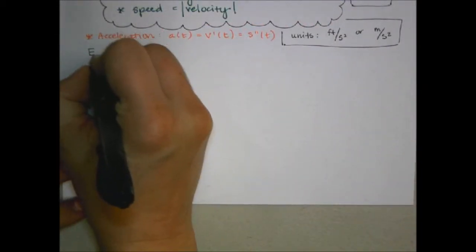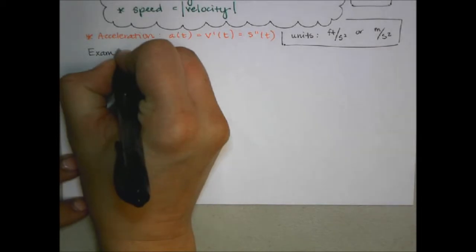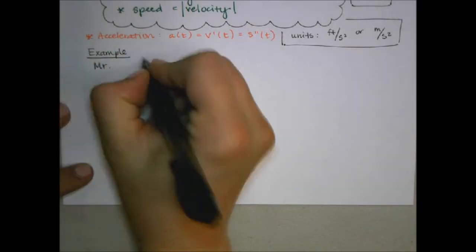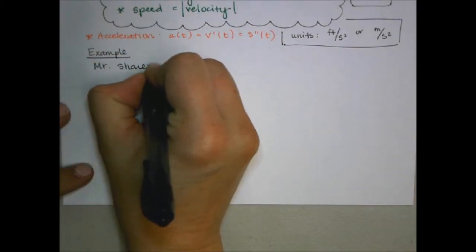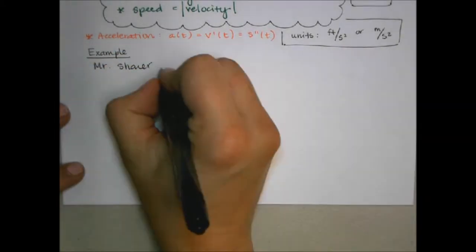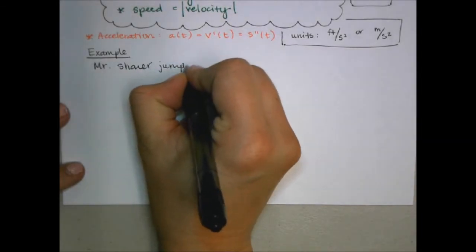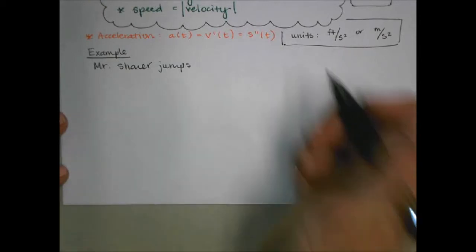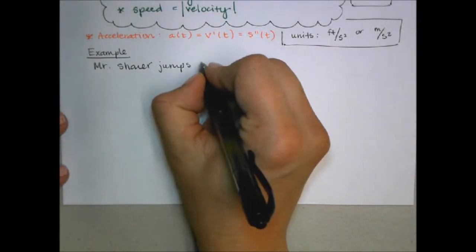For our last example, we're going to practice some position and velocity. So I like to use Mr. Scherer. He's a swimmer, diver, and used to coach water polo.